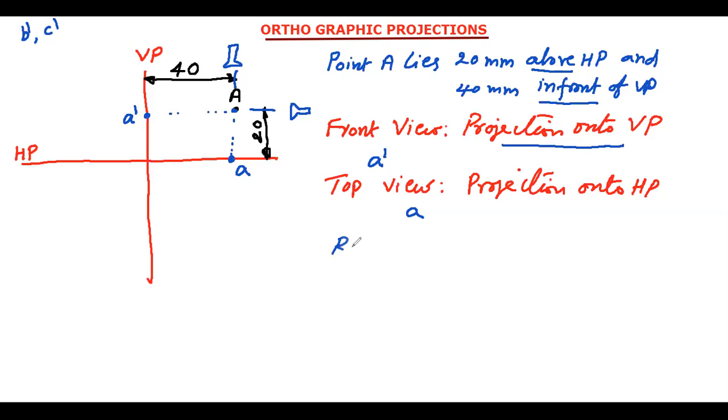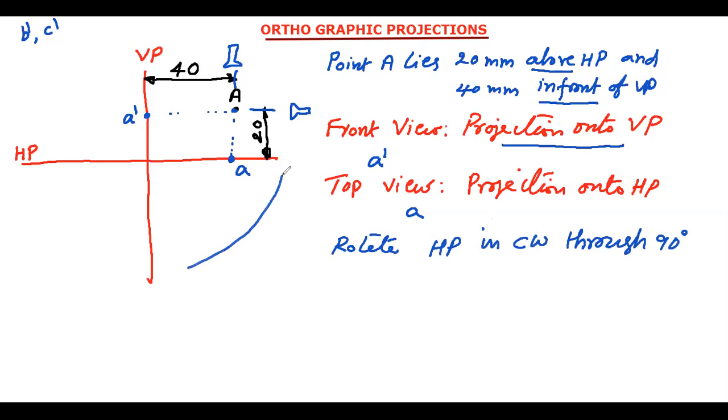Rotate, listen carefully, rotate horizontal plane in clockwise direction through 90 degrees. Now see here, rotate the horizontal plane in clockwise direction through 90 degrees. When I rotate the horizontal plane in clockwise direction through 90 degrees, what happens to this? This is also rotated through 90 degrees, and finally the top view comes somewhere here.